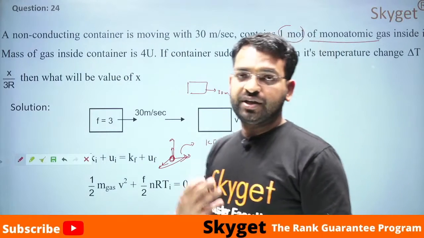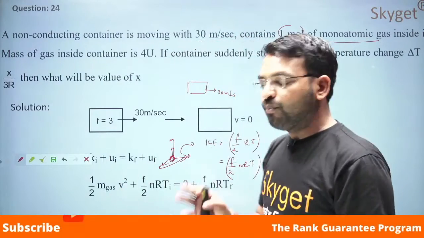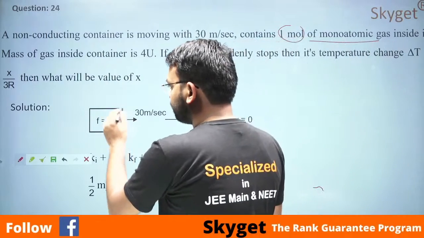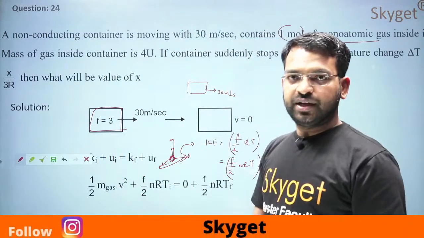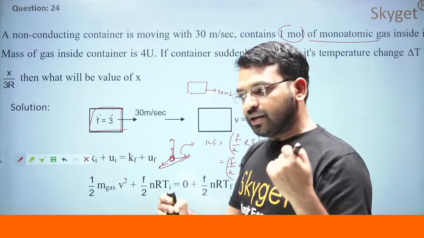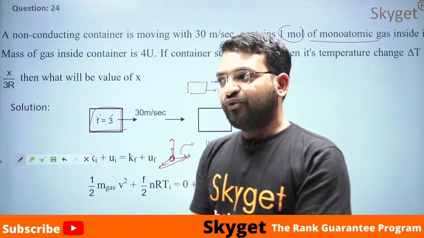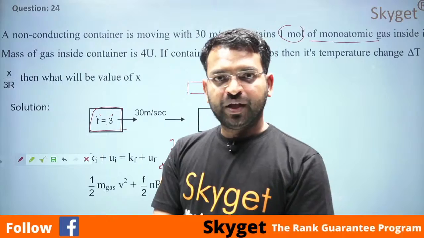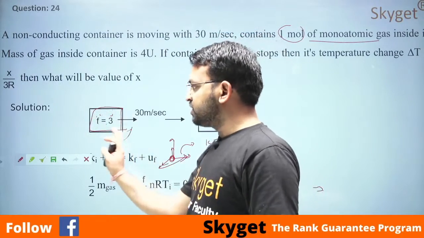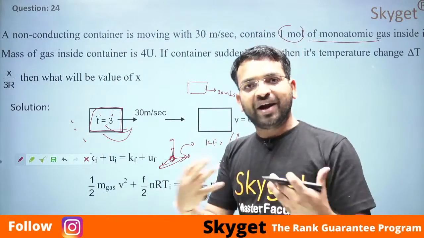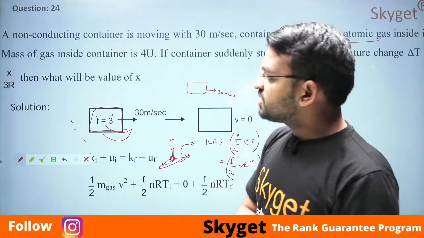And what is f? f is the degree of freedom. n is what? Number of moles. This is the relation you have to find. Now what happens? This block is moving with 30 meters per second. It means inside the block, if I have one particle, then that particle is also moving with 30 meters per second. If I have 1000 particles, they are also moving with that velocity, right? So there will be one velocity because of the block, and there will be another velocity because of the particles moving inside. Understand?